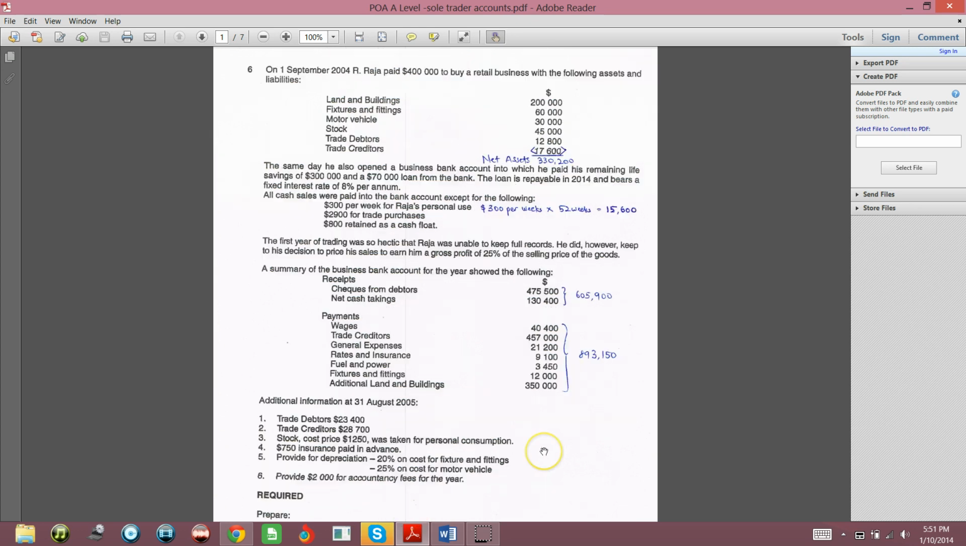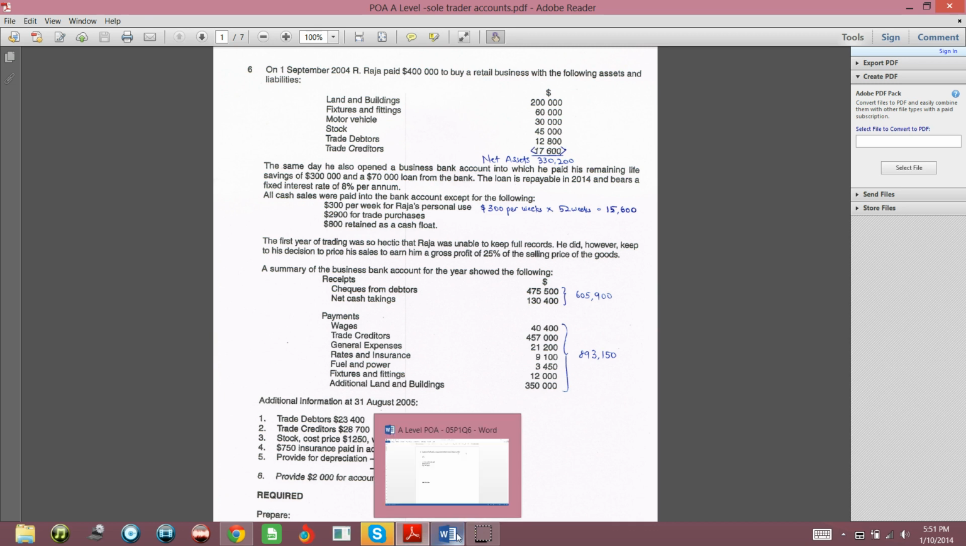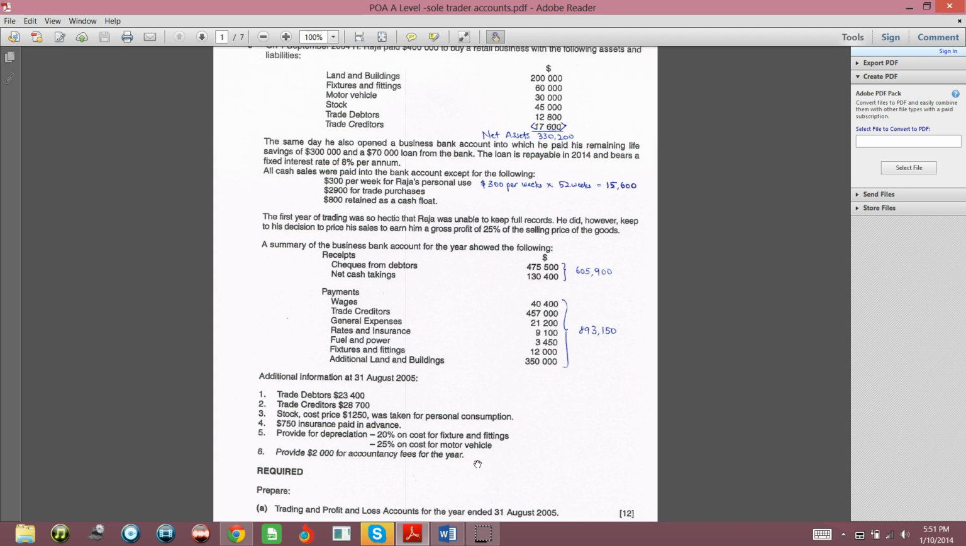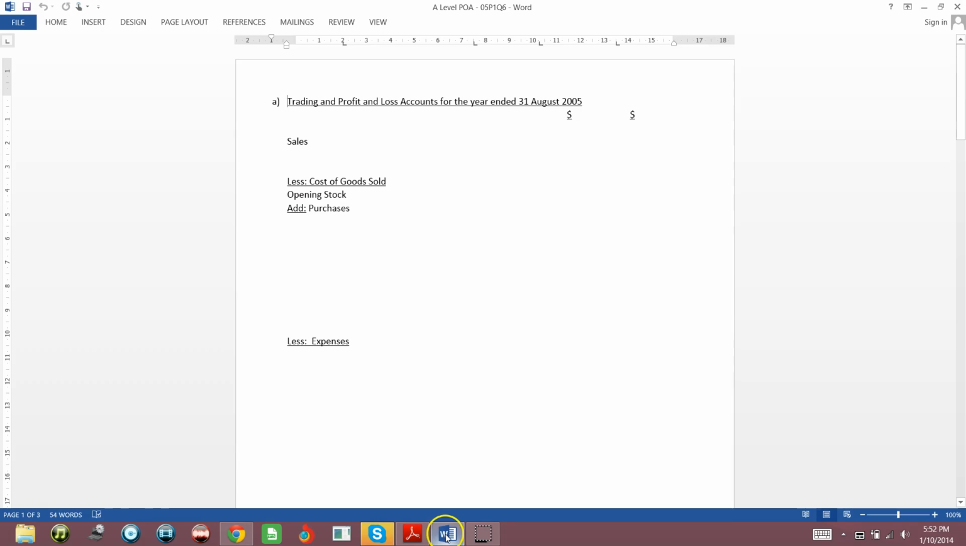Most of the time when you look at a question like this, you will get very scared. The main problem is students will say, I don't even know how to start. So the first step is knowing how to start. It's not very difficult, because you already know that the question wants you to prepare a trading and profit and loss account and a balance sheet. So now you should get started.